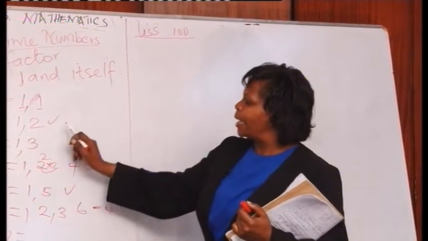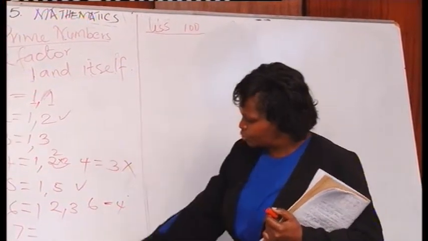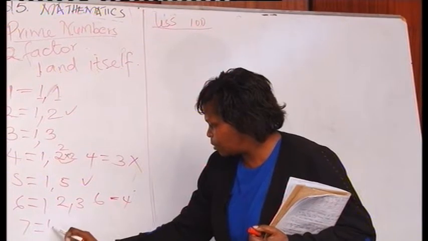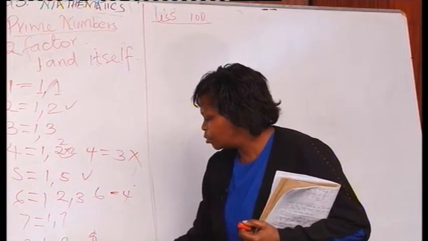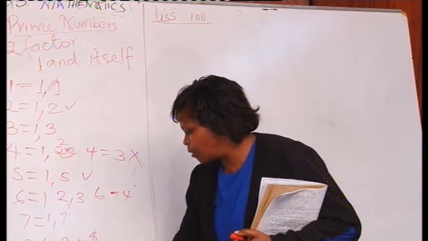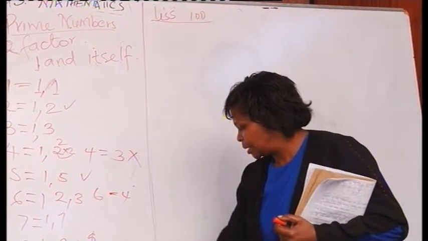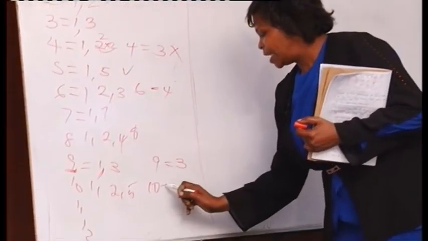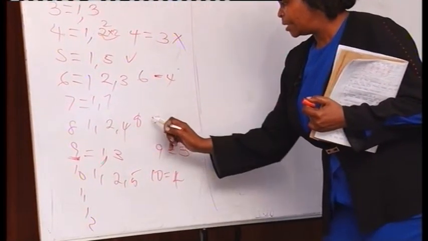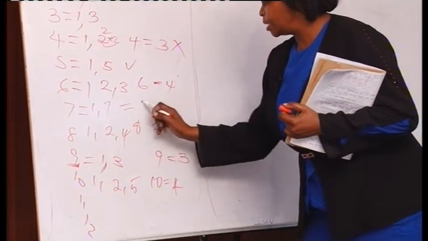For example, in our case from 1 to 10, here we'll only have 1 and 7, here we'll have 1 and 8, and 2 and 4. Then here we'll have 1 and 10, and 2 and 5, meaning here they are 4, here they are 4, here they are 2.